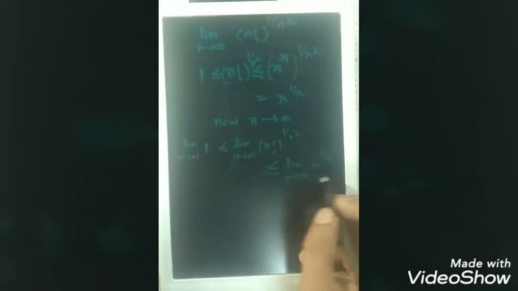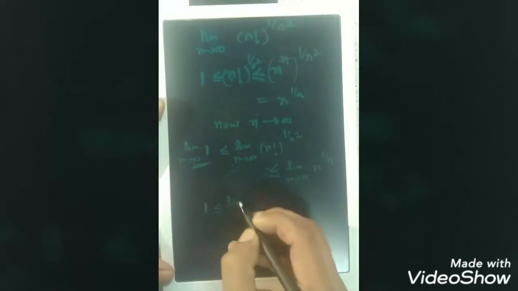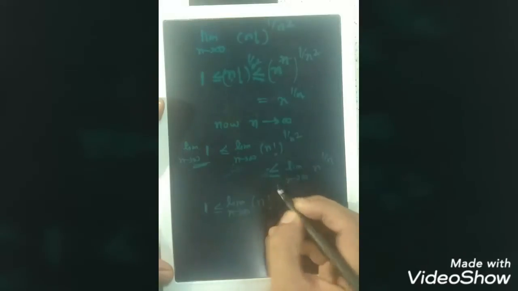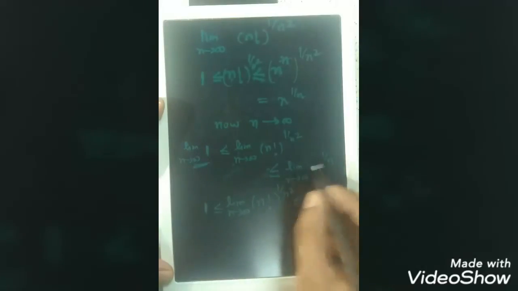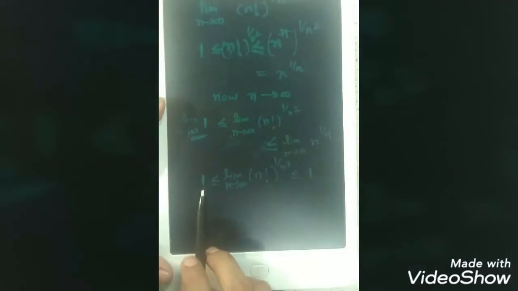And what is the value of n raised to 1 by n? This is equal to 1. So limit of constant function is always 1. Limit n tends to infinity n factorial raised to 1 by n square, and this we are getting 1. So what are we observing here? We are observing that the left hand side and right hand side are both 1.